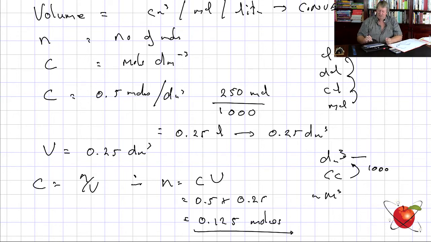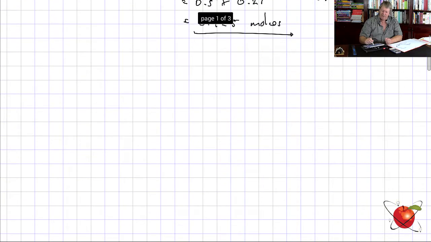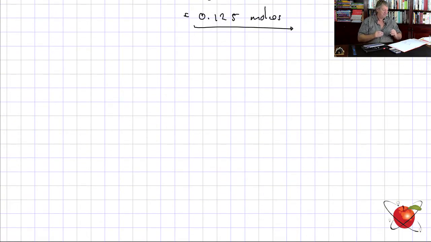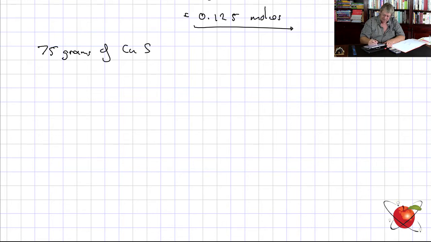Okay. Now, let's have a look at another concept. In this case, let's just do an example. Okay, I've got an example here. Calculate the concentration if we dissolve 75 grams of copper sulfate in 250 milliliters of water. What are they asking us? The concentration.